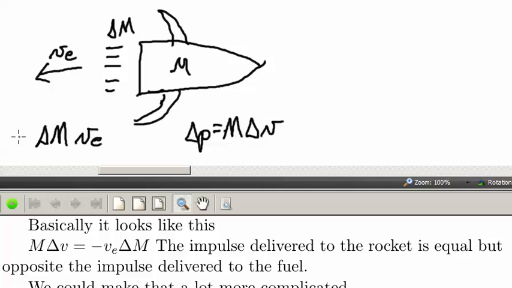And I'm just going to put a negative sign in that because it is going the other direction. And so I'll put a little equal sign in there. And so it's m delta v equals negative v sub e delta m. The impulse delivered to the rocket is equal but opposite to the impulse delivered to the fuel.